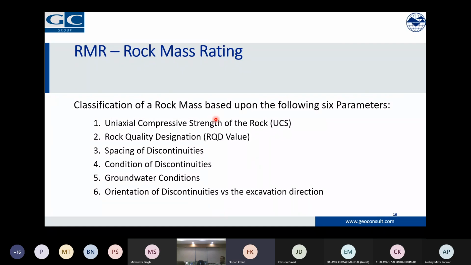Now, one of the popular and very widely used systems is the RMR, and this is now coming to a point where several rock mechanical parameters are being taken into account. There is the uniaxial compressive strength of the rock, which is taken, of the intact rock, one has to say. There is the RQD value taken into account. The spacing of discontinuities is taken into account. The conditions of the discontinuities is taken into account. The groundwater conditions are taken into account, and, which is quite important, the orientation of discontinuities versus the excavation direction.